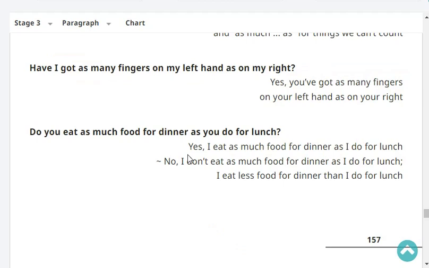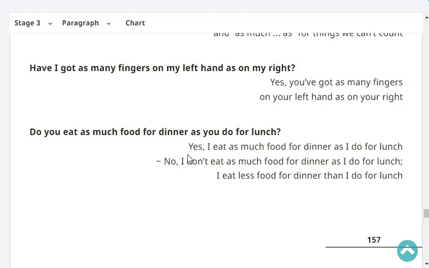Have I got as many fingers on my left hand as on my right? Yes, you've got as many fingers on your left hand as on your right. Very good.